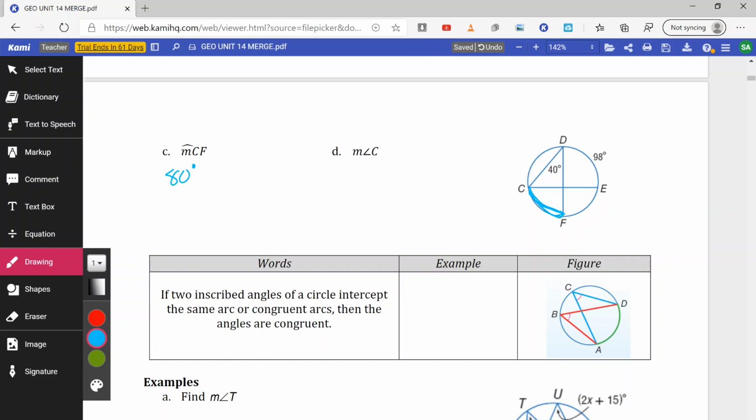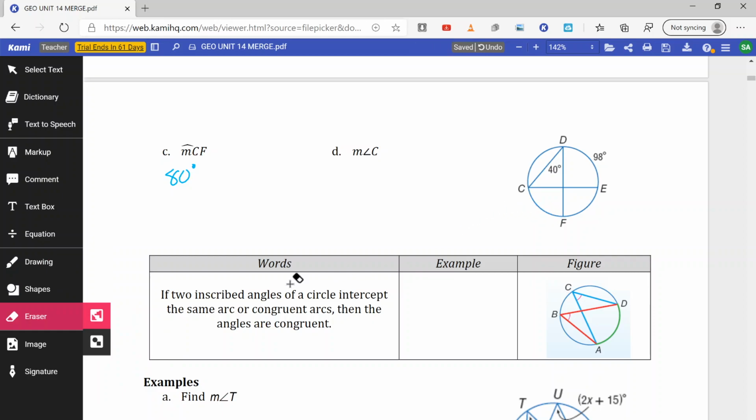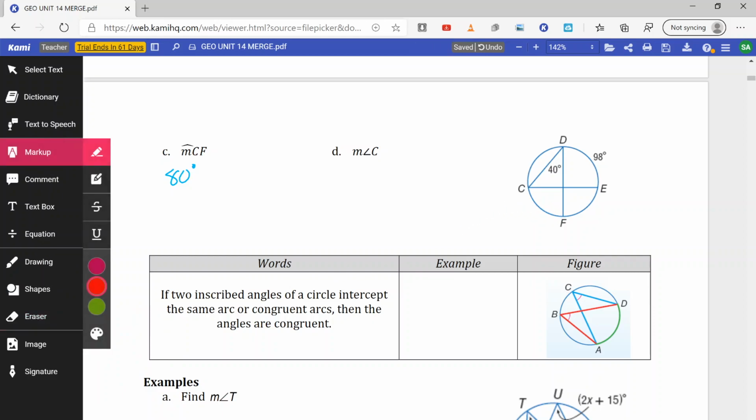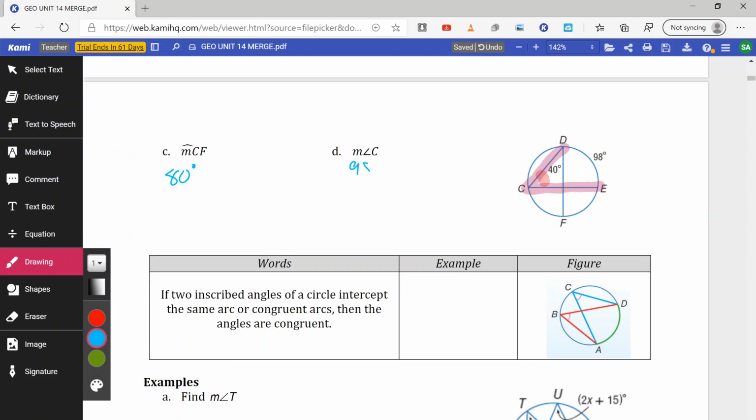Angle C is going to be this guy right there. If I take a look at the intercepted arc, here is C, there's angle C. The intercepted arc is DE, it's 98 degrees. Again, arc to angle, we divide by 2. So in this case, it's going to be 98 divided by 2, which is 49 degrees.